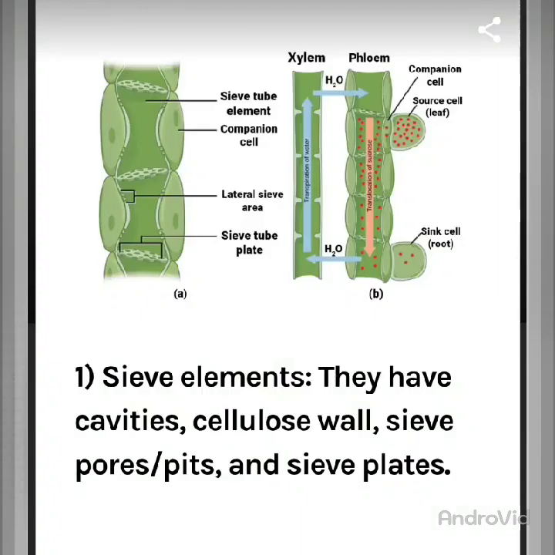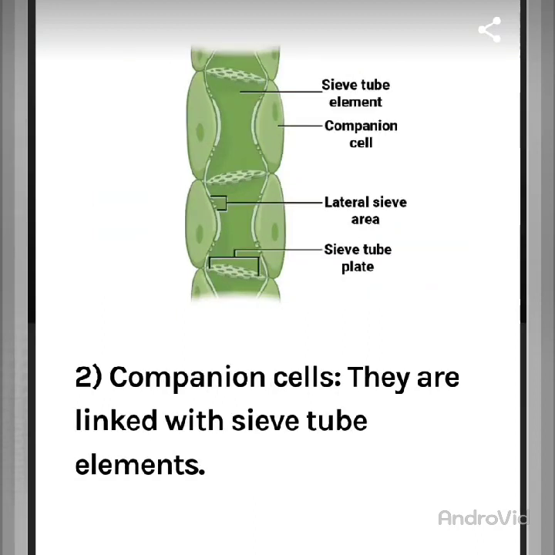So first you have seen sieve elements, and the sieve element's speciality is what? They have cavities, they have a cellulosic wall, they have pores on the surfaces, and those pores are called sieve pores, or we can say pits. In the middle of these two sieve tube elements is found a plate structure. That plate is called the sieve plate.